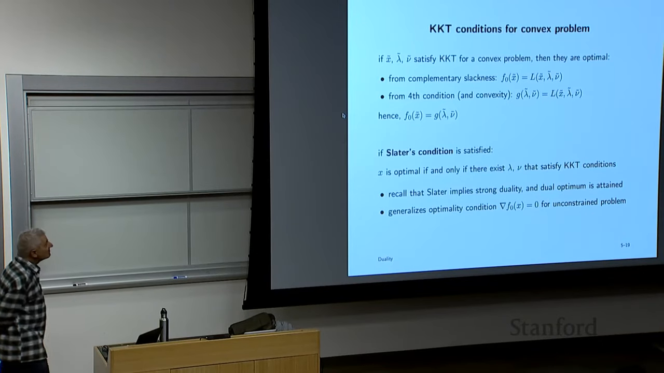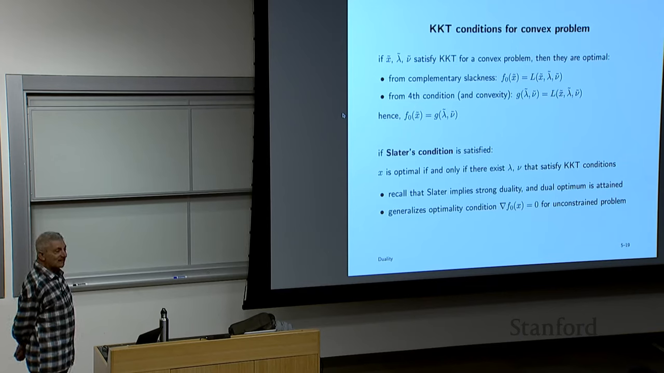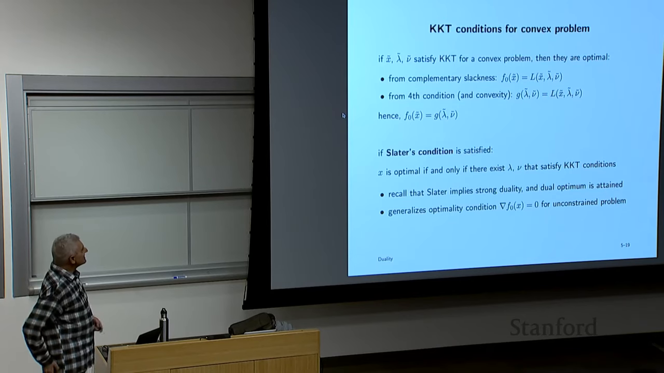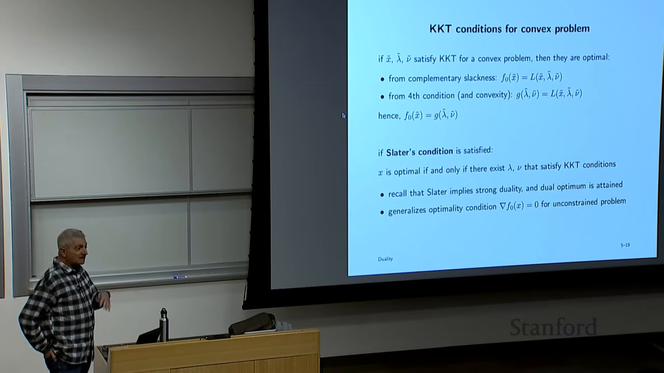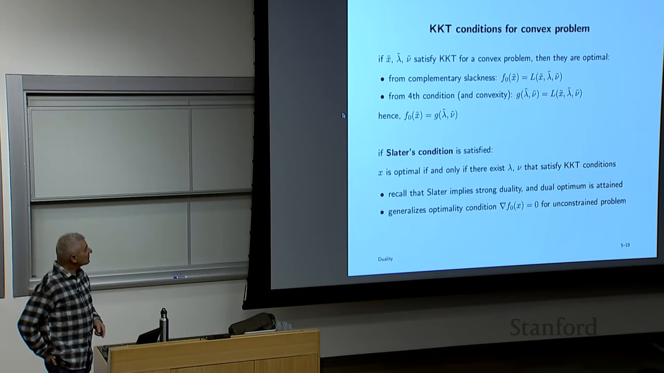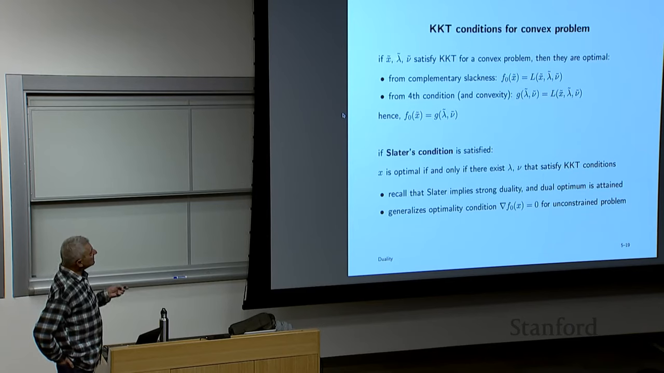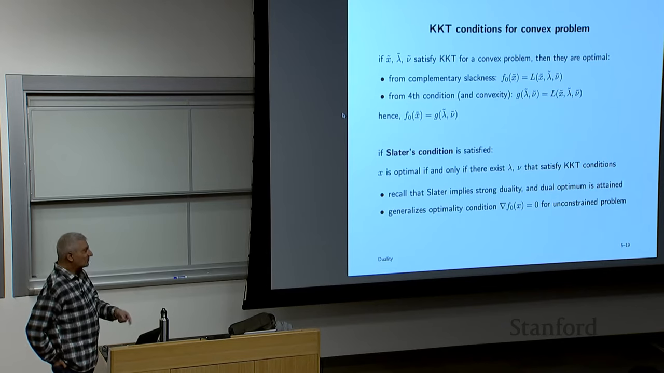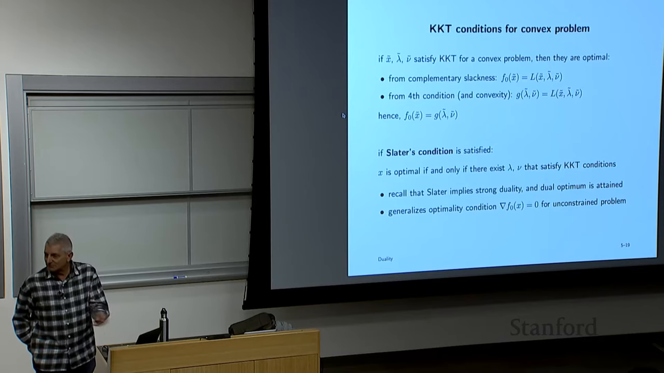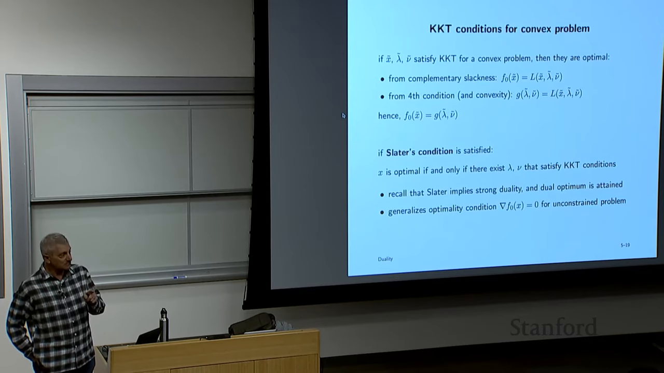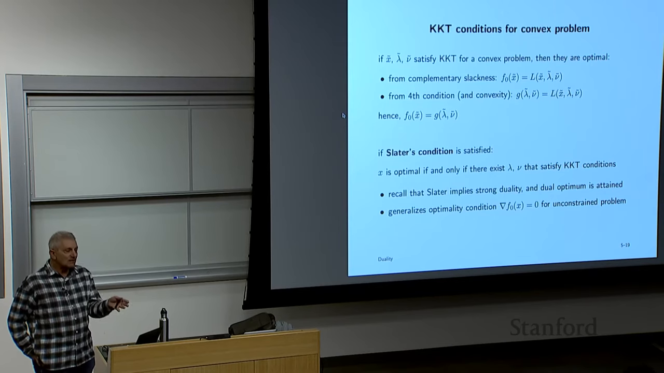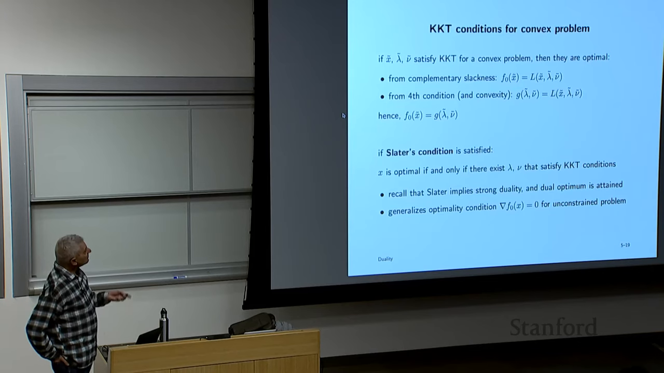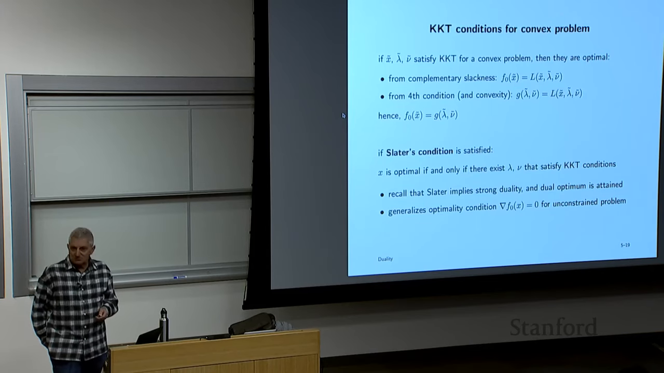Now for a convex problem, this is cool. If you satisfy the KKT conditions, then you're optimal. Complementary slackness means that when you look back at the Lagrangian, all those f_i lambda_i terms are zero. So your objective value at x tilde is also the Lagrangian. Now the Lagrangian for a convex problem is convex, because it's f0, which is convex, plus lambda_i, which are non-negative, very important, times f_i, that's convex, plus nu transpose times some affine functions, that's also convex. But if the gradient vanishes for a convex problem, it's a minimizer.